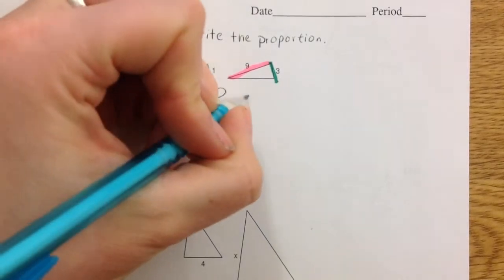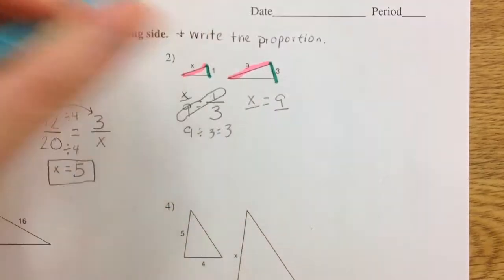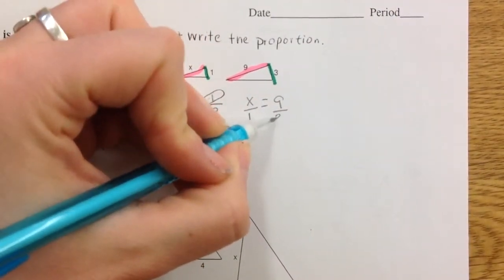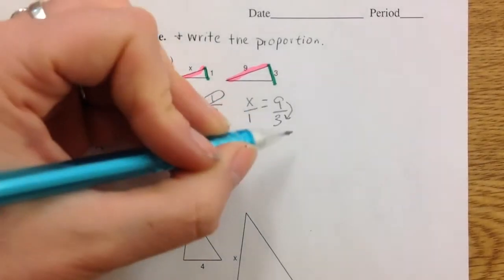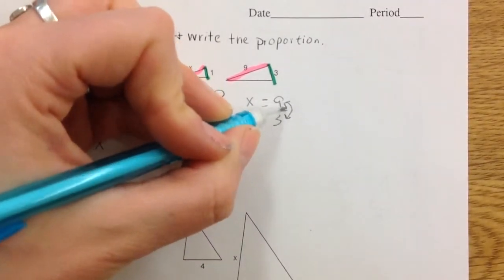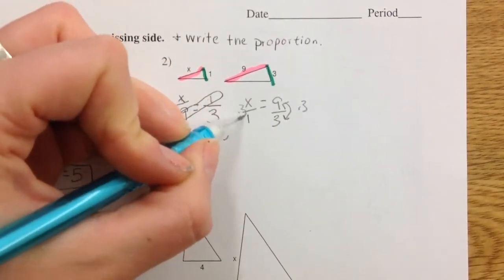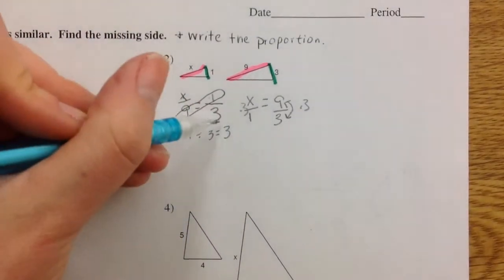You can also set it up x is equal to 9 and then 1 is equal to 3. How did it go from 9 to 3? Or 3 to 9, vice versa. And this way I multiplied by 3. So here I'd have to multiply by 3. 1 times 3 is 3. Your answer is still 3.